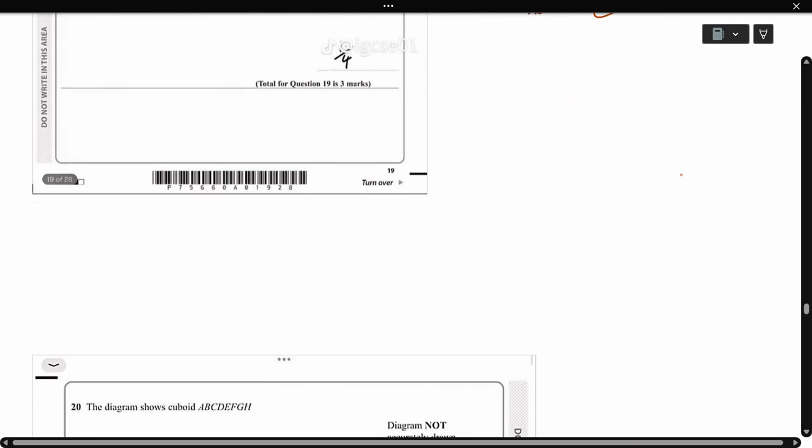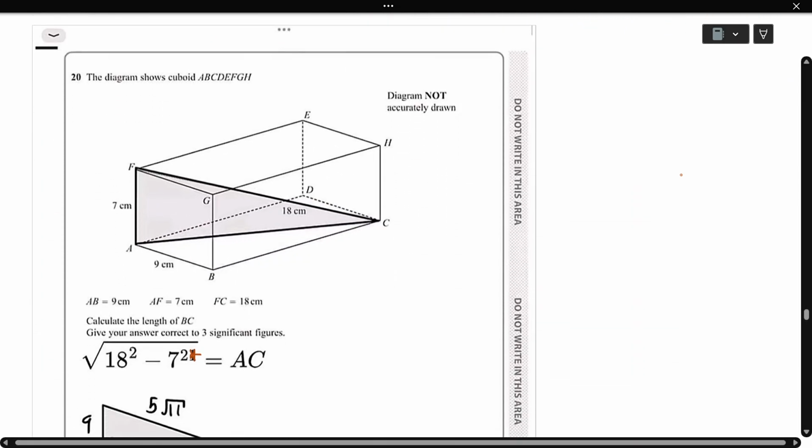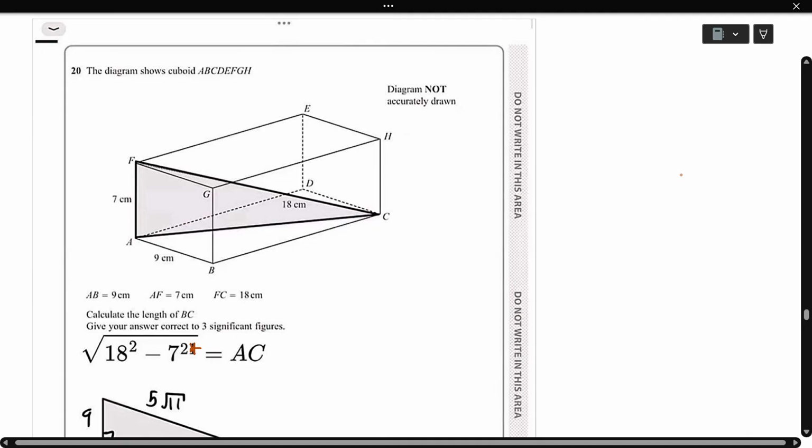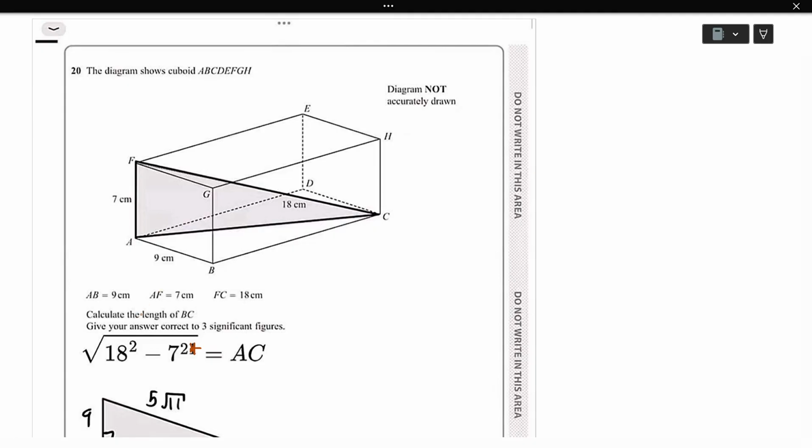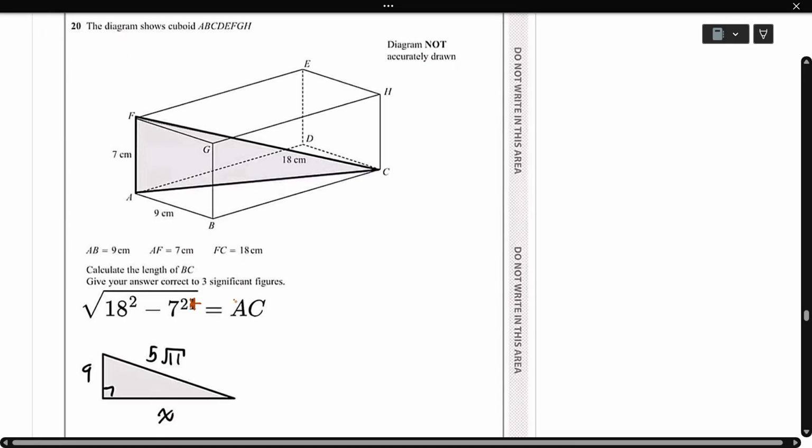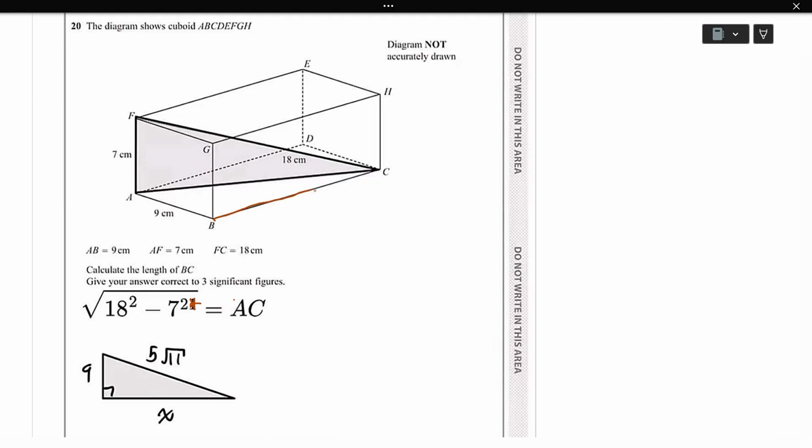Okay, the next one. The diagram shows cuboid ABCDEFGH. AB equal to 9, AF equal to 7, and FC equal to 18. Calculate the length of BC. We need to calculate only this length, but before that, we need to find this length.